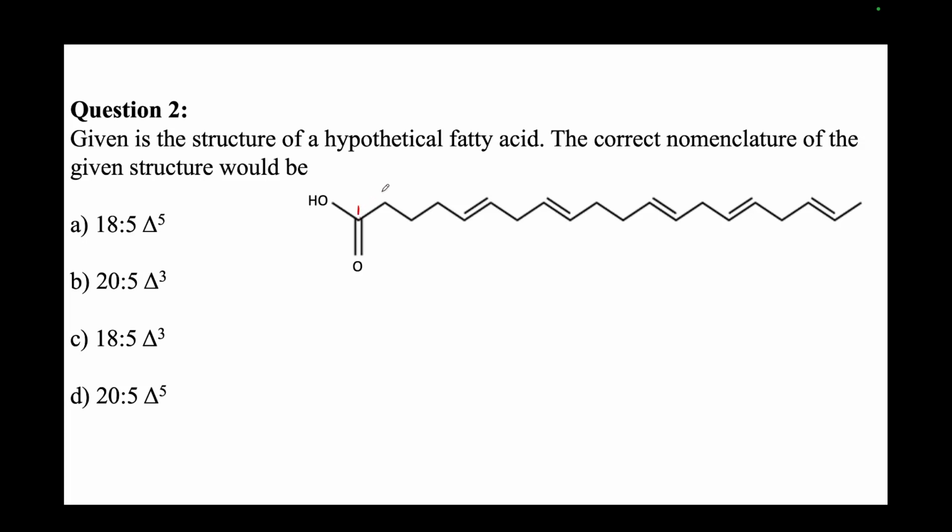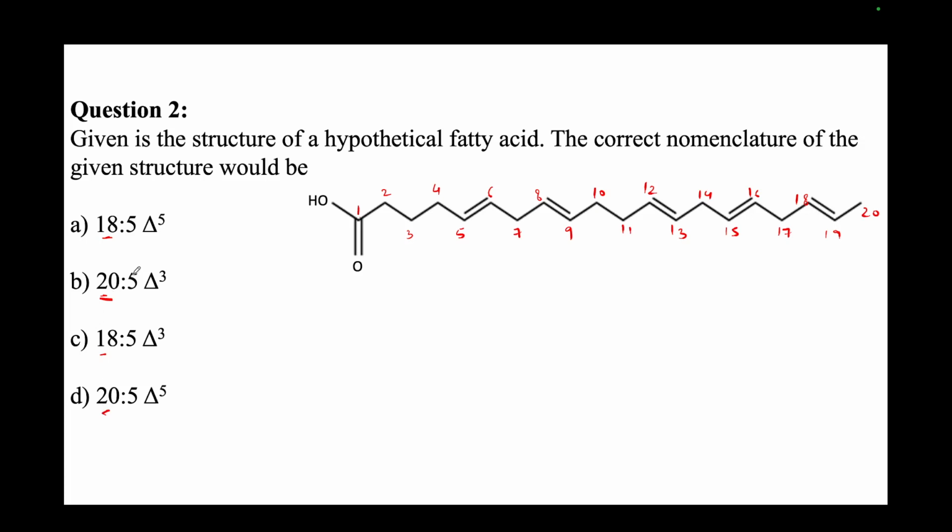So this will be the first carbon, then second, third, fourth, fifth, sixth, seventh, 8, 9, 10, 11, 12, 13, 14, 15, 16, 17, 18, 19 and 20. Okay, so we have 20 carbons. So the first number that is shown in the nomenclature, that is the number of carbons. So number of carbons is 20, that is correct.